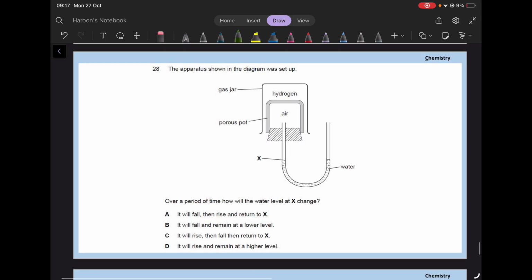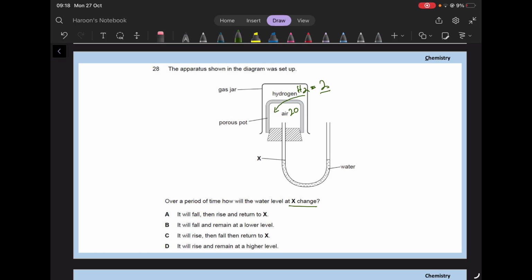Next question: the apparatus shown in the diagram was set up over a period of time. How will the water level at X change? We have hydrogen over here, H2, and the average mass of air we can take around 20ish. So in this case, the lighter gas diffuses faster. So this hydrogen will go inside it. They are saying at X, right?